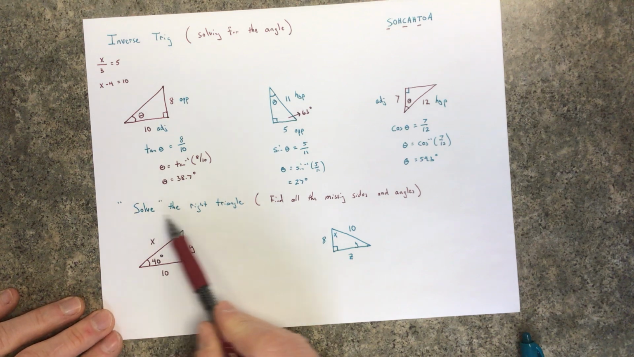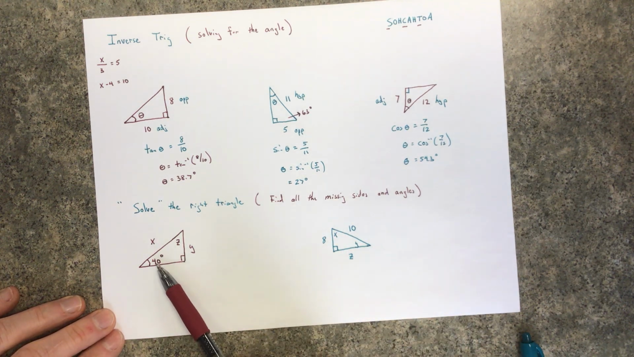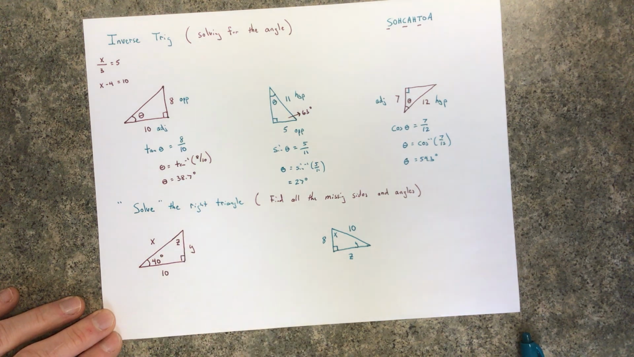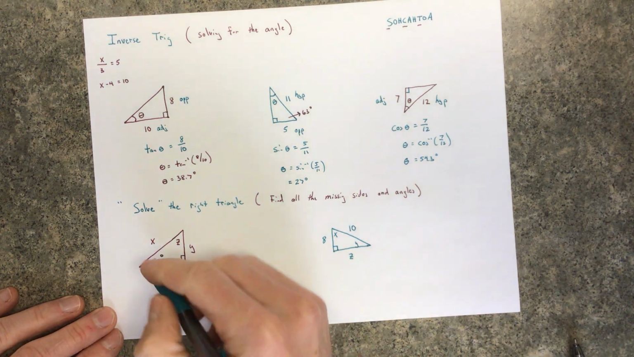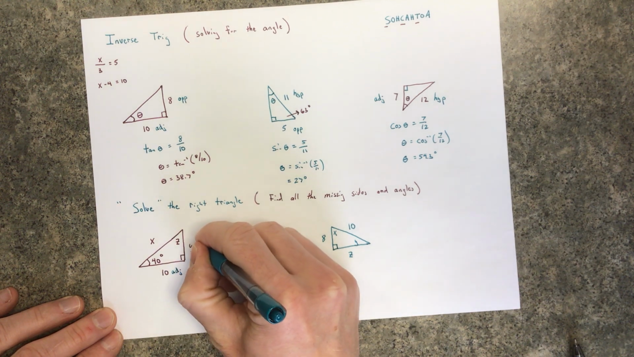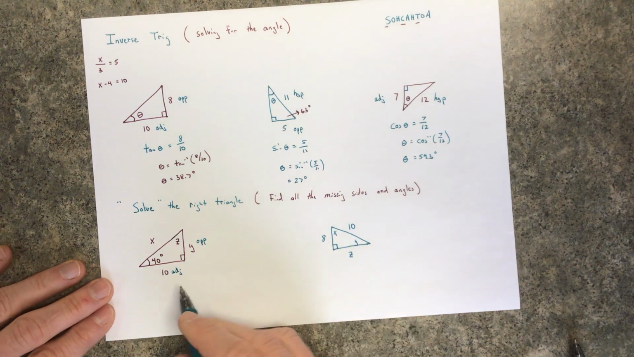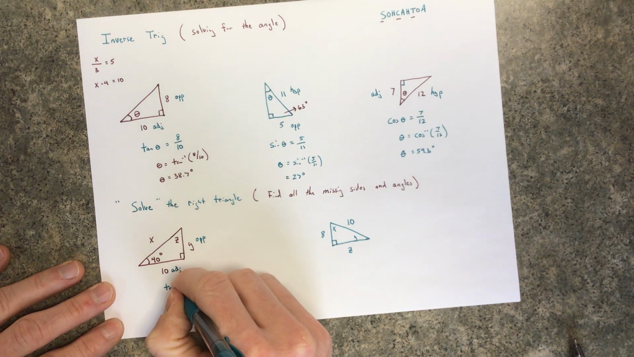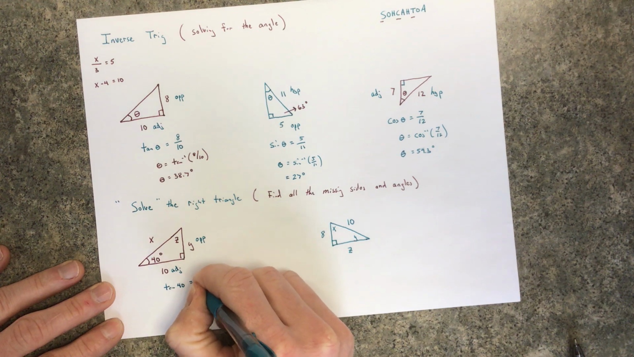What if I just said solve the right triangle? So all you know is that this is 40 degrees and this is 10. You don't know the other angle, you don't know the hypotenuse, and you don't know y. Well, there's so many things you can do. Let's go ahead and find y first. This is adjacent. This is opposite the angle. And I know that adjacent and opposite is tangent. So I'd say tangent of 40 is opposite over adjacent.